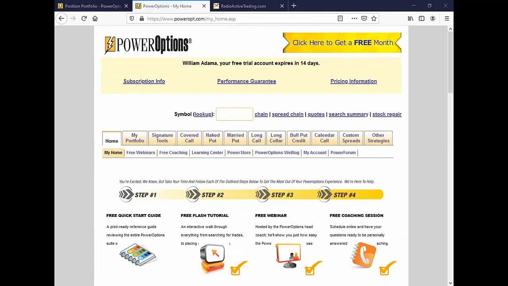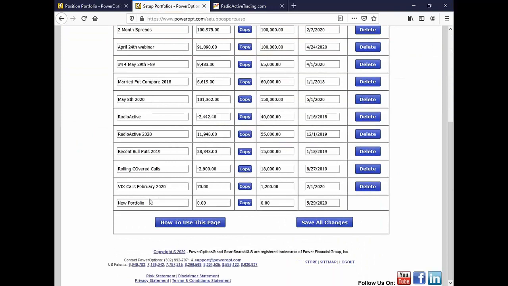This is from Robert. Robert says, I have a covered call that is in the money. How do I use Power Options to know whether I should roll the position or just allow myself to be called out? If you don't mind, I'm going to set up a new portfolio real quick so it's easier to see. And we'll stay with FNV for now because we looked at it for most of the presentation. We'll call it FNV covered call.